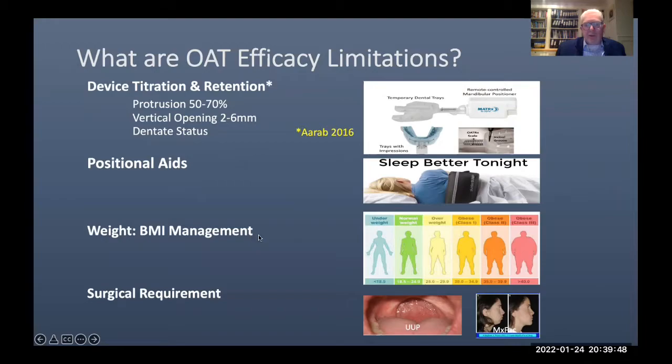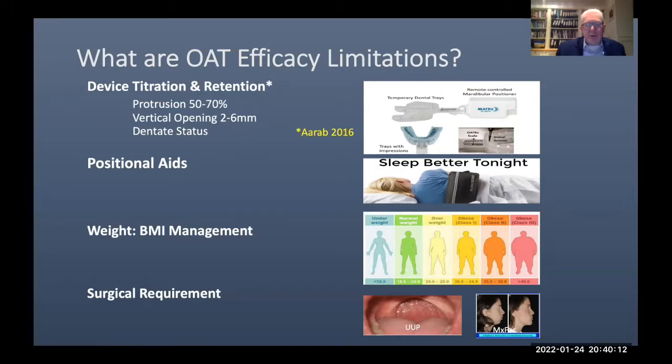Obviously, this isn't a light switch. We can't turn them on, turn them off. It can't be a light switch arrangement, because of the significant considerations around weight gain and upper airway patency, which we look at in a little bit more detail. Weight management is an essential component of this.